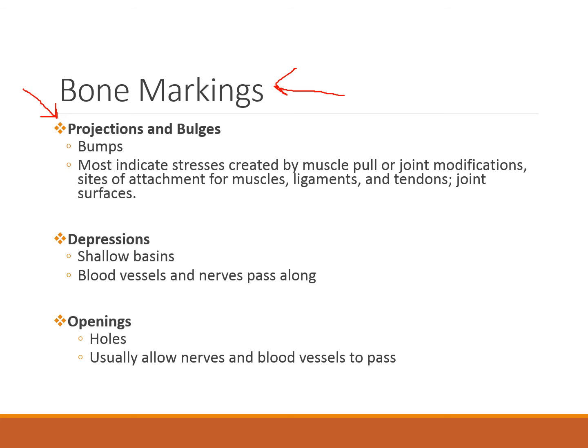Depressions are places where the bone surface curves in. This forms a basin. These are typically areas where blood vessels pass along the surface of a bone. Openings are holes in a bone. They are places where nerves and blood vessels pass through the bone itself.